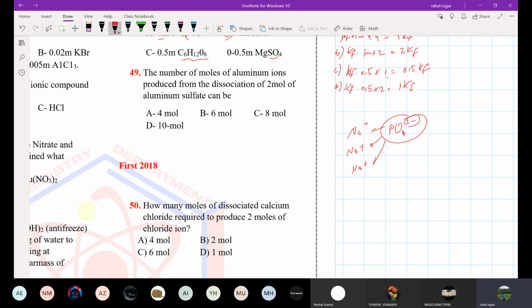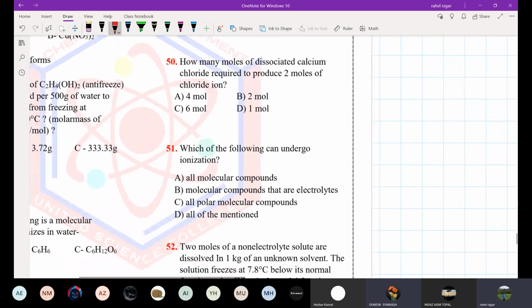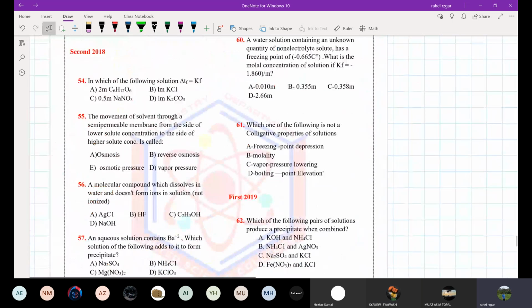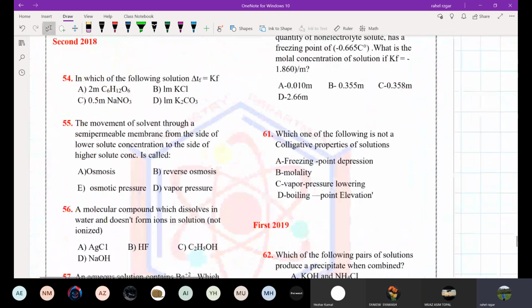Question. Page 65 is the same question, but this time instead of having the 2Kf, it says which one is 1Kf. Instead of saying 2Kf, it says which one has 1Kf. So what would be the answer?